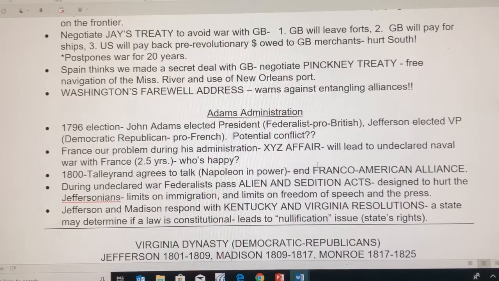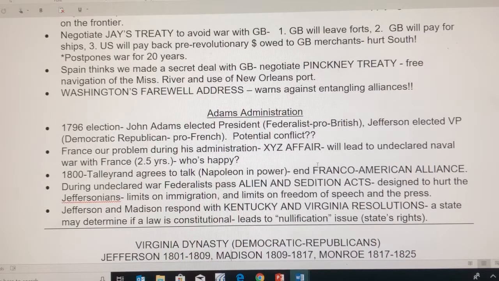And we're going to see these guys will have potential conflicts because Adams will be pro-British, Jefferson will be pro-French because of their help in the American Revolution. But we are seeing that there is this war breaking out in the sea. We are having problems with the French violating our neutrality and the British.